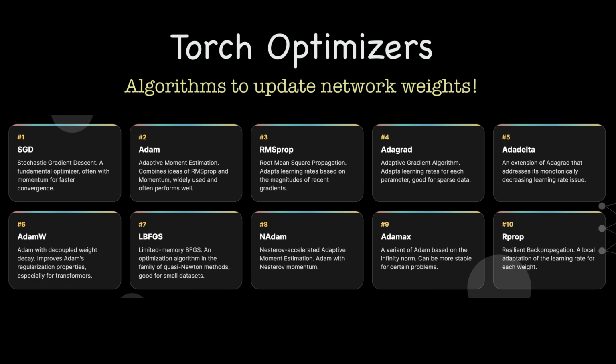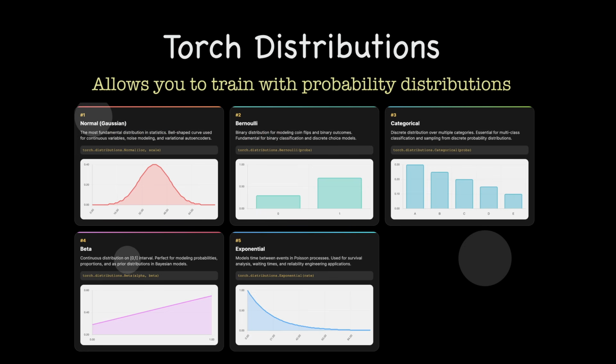PyTorch also gives you a lot of options of optimizers other than the SGD that we had a look at. Here's a list of some of the common ones. The most common one is probably Adam, also AdamW. Honestly, unpacking all of these optimizers requires its own separate long 5-hour video, so I'm not going to attempt it today. Another important one that you got to know about is torch.distributions.